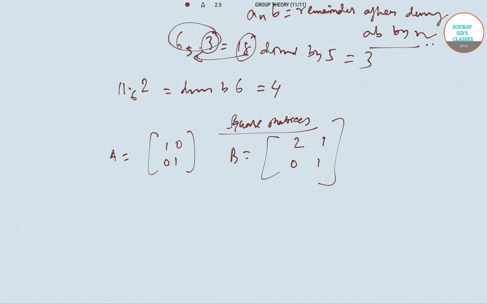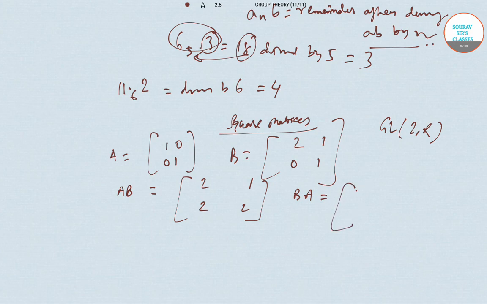Now, if they ask whether the group under multiplication is Abelian or non-Abelian, what we can do is find AB and BA. AB first element is 1 into 2, and for BA it is 2 into 1, so plus 1, 3. So in the first element we get to know that they are not the same. So AB is not equal to BA, so obviously this is non-Abelian.